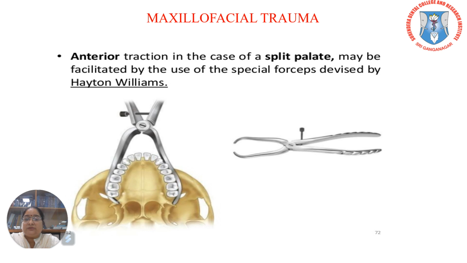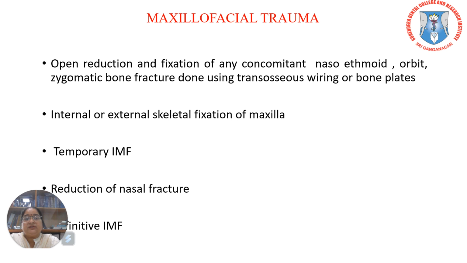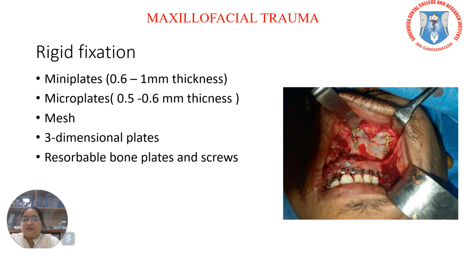Now, if there is a midpalatal split or paramedial split, flaring of the palate is there. In that case, we need the Hayton-Williams forceps for anterior traction in case of split palate. Open reduction and fixation of any concomitant fracture, that is nasoethmoid, orbital, or zygomatic bone fracture, using transosseous wiring or bone plating can be done. Internal or external skeletal fixation is also useful in case of the maxilla. Temporary intermaxillary fixation is required. Reduction of nasal fracture should be done, or definitive intermaxillary fixation is required in some cases.